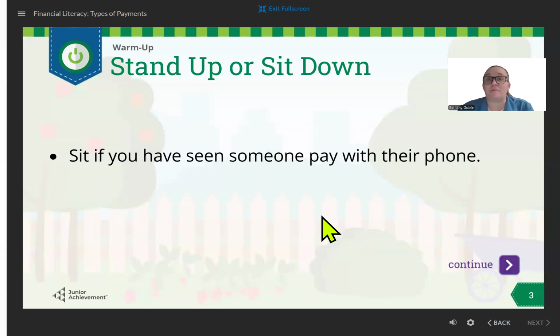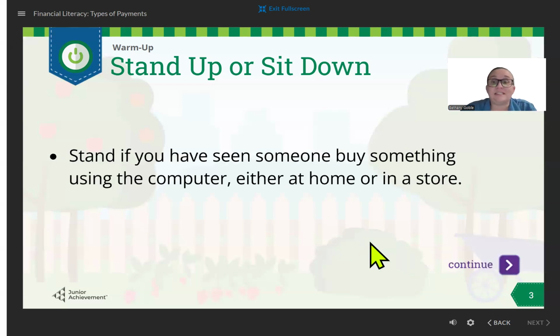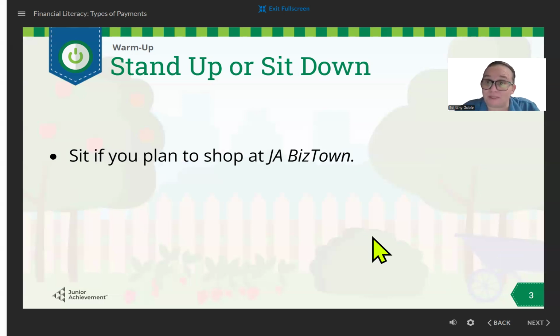Sit if you've ever seen someone pay using their phone. Stand if you've seen someone buy something using a computer, whether it's at home or in a store, a computer. Sit if you plan to shop at the BizTown, which right now is going to be sitting because you're all going to want to go shopping there.